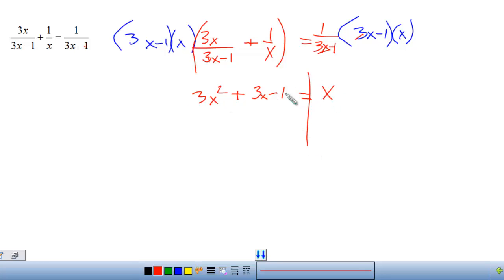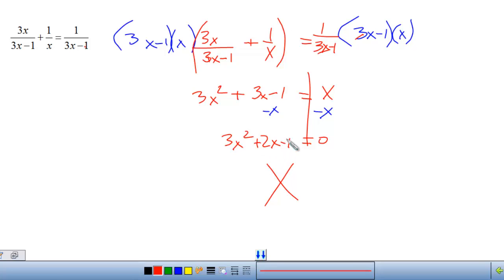So now it looks like I have a quadratic going here. So I'm going to go ahead and set it equal to 0. So I'll bring this guy over. We'll go ahead and rewrite. So I have 3x squared. So 3x take away 1 is 2x minus 1. Then I'll check to see if I can factor it. That's going to be the easiest way to do that here.